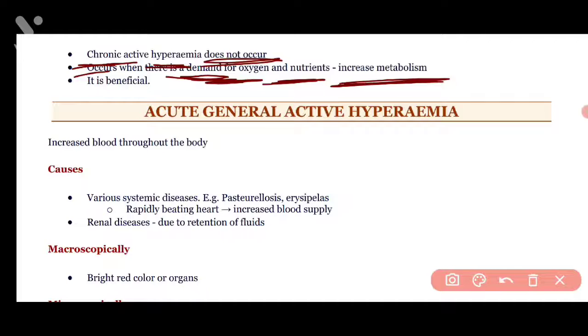So in such a condition, the body or the system modifies itself to increase the blood flow to the organ or the system where it is necessary, and so it is usually a beneficial condition. Active hyperemia is a beneficial condition. This is the one point we should keep in our mind. And the second one is that it does not usually occur in chronic cases, and it is always an acute case. These are the 2 points we have to keep in mind.